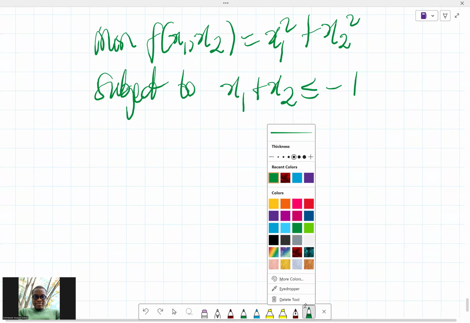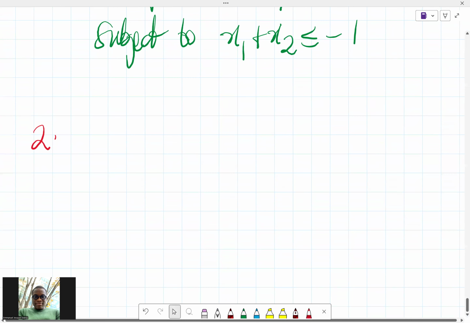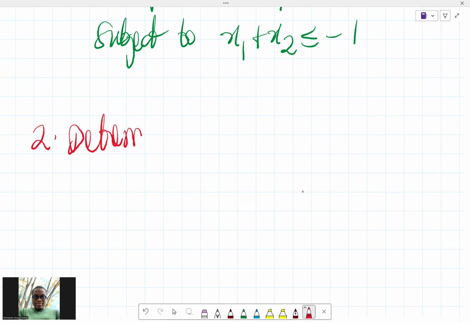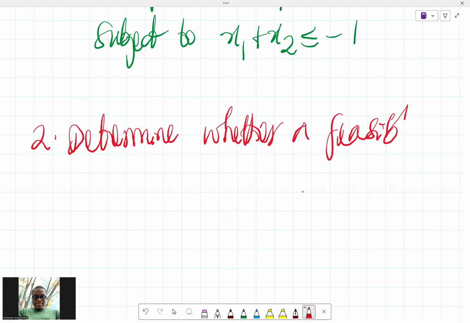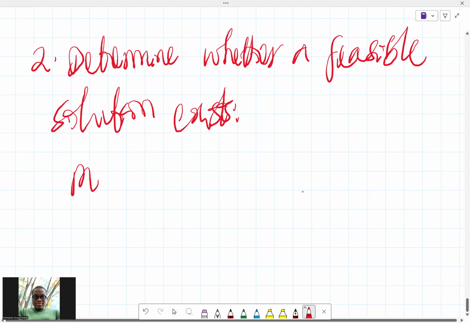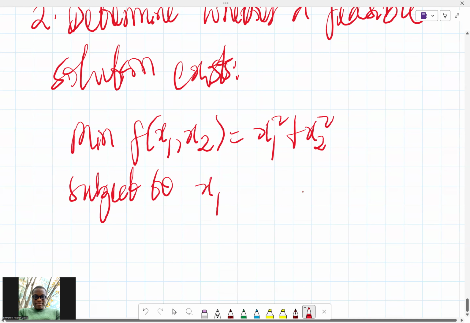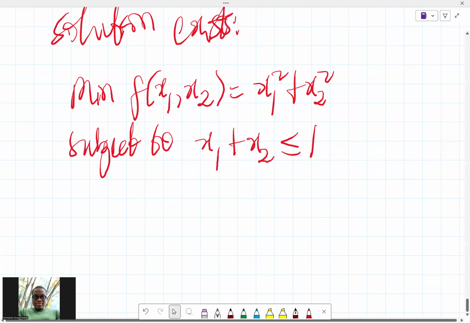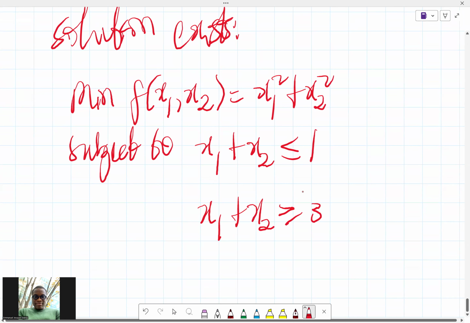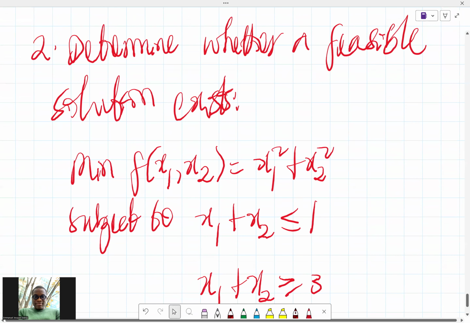Then we go for question 2. We can also have conflicting constraints like this. I mean, we saw things like this under graphical solution, linear programming, basically. So we have conflicting constraints. So we can't even progress. So determine whether a feasible solution exists. Like I said, it's a case of conflicting constraints where you minimize f of x1, x2, which is equal to x1 squared plus x2 squared, subject to x1 plus x2 less than or equal to 1. And at the same time, x1 plus x2 is greater than or equal to 3. So you can see that the constraints are already conflicting. So that's already going to be a problem.